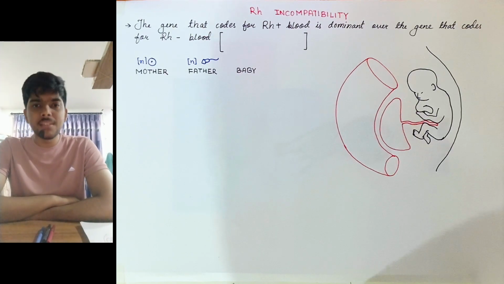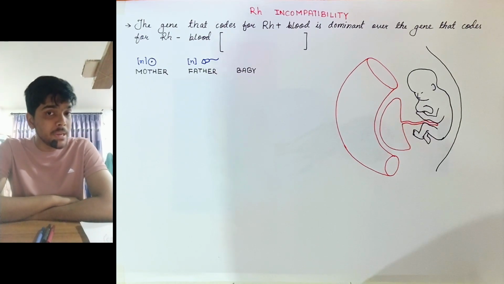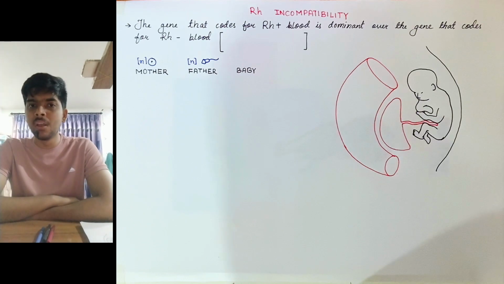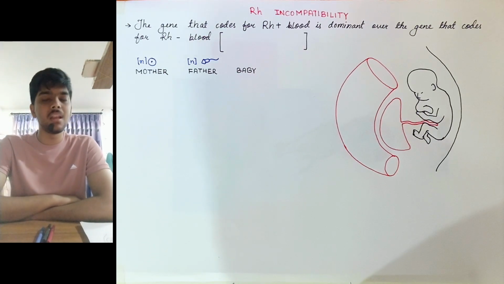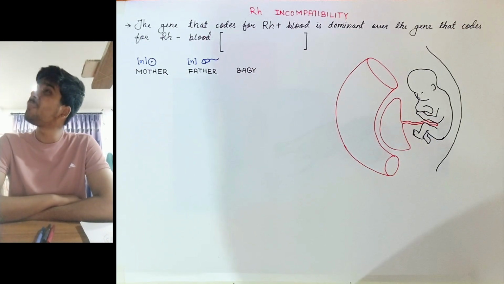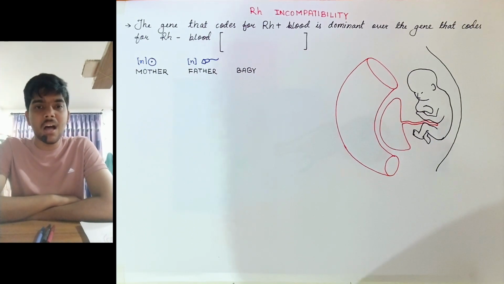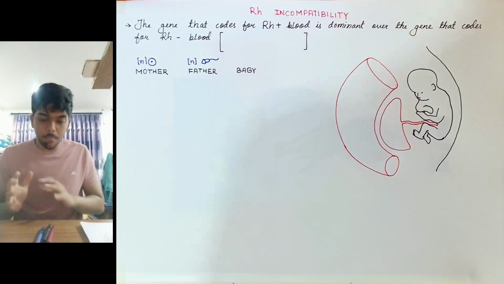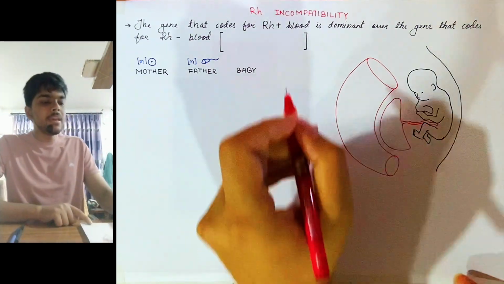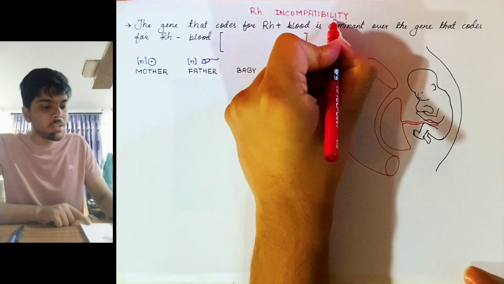But the question arises, which one is RH negative and which one is RH positive when there's RH incompatibility in pregnant women? I mean, is it the mother that is RH negative or is it the baby that is RH negative? Is it the mother that is RH positive or is it the baby that is RH positive? To answer this question, you need to know one very simple thing. So let's begin the topic. The topic is RH incompatibility.